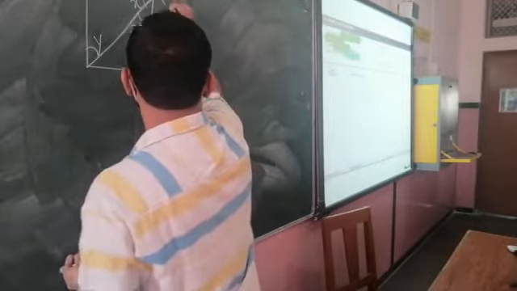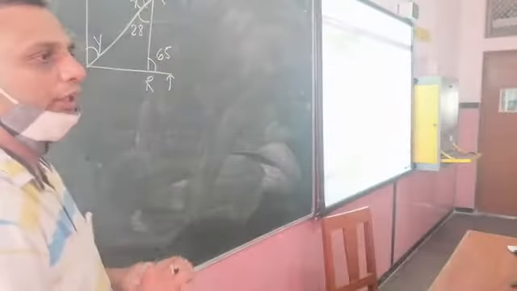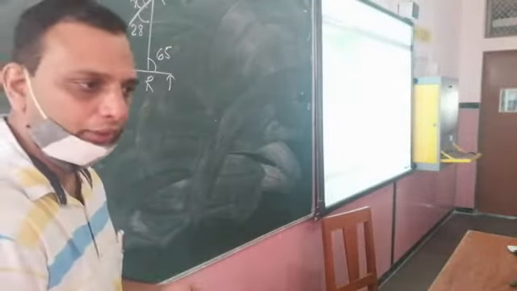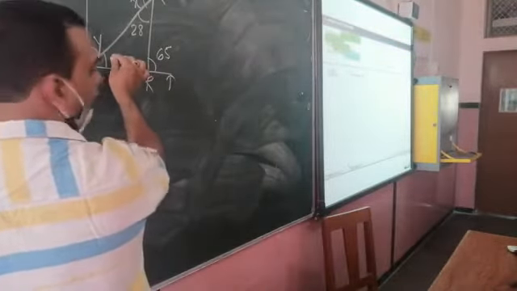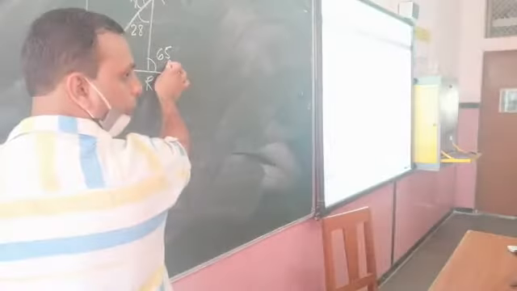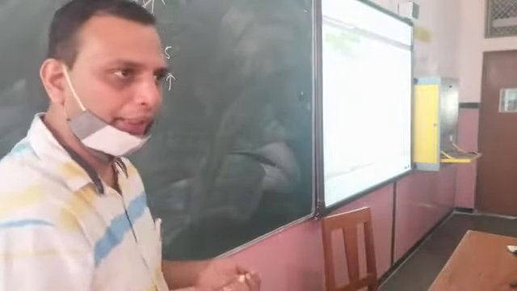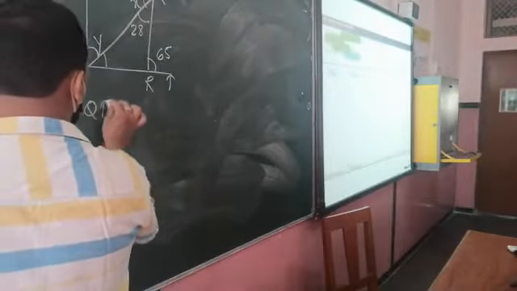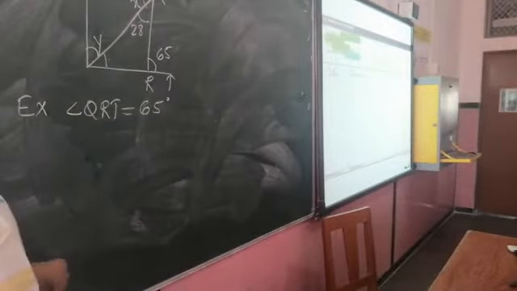First method, you see, this angle, here it is Q. Angle QRT is an exterior angle. Exterior angle is equal to the sum of two interior opposite angles. Yes or no? So this 65 will be equal to what? Suppose if I put any angle here, it will be equal to this 65, because the exterior angle is the sum of the two opposite interior angles. Got it? So here we can write QRT equal to 65. This is the exterior angle.